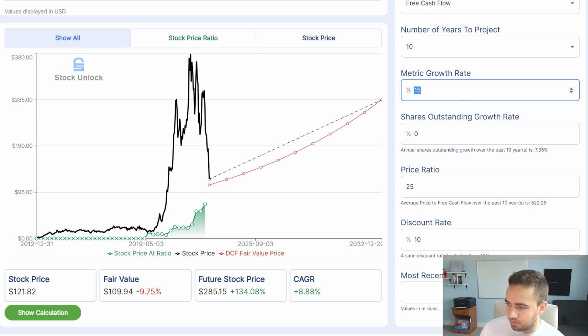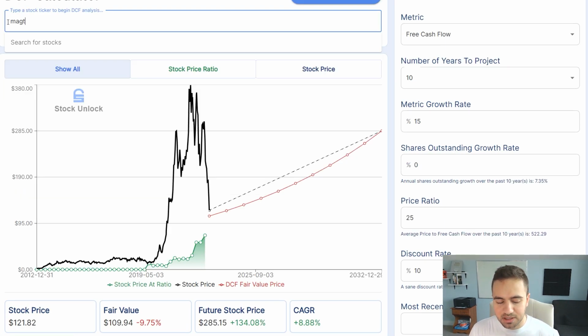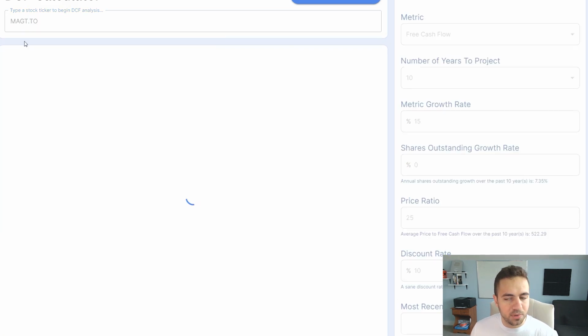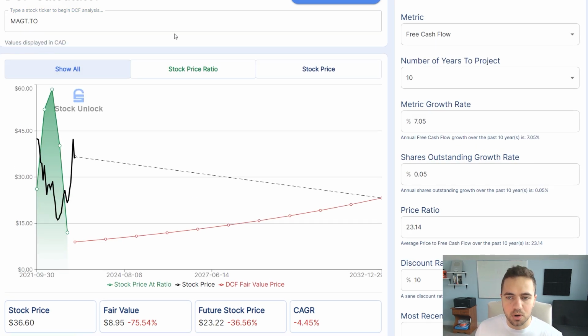All right, now the next and final stock that we're going to talk about is Magnet Forensics. This is a smaller cap growth company, and this company IPO'd not too long ago, so we do not have a lot of historical data on this business. But I am going to be projecting the company's free cash flows over the next decade, and I'm going to manually override everything here, and I'm going to show you why and how you can do this yourself.